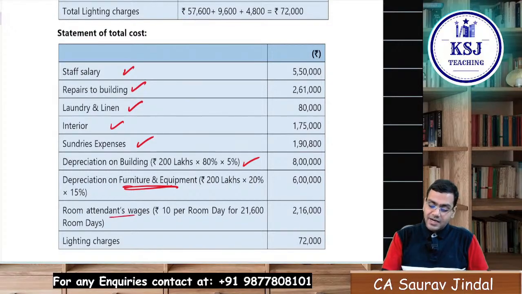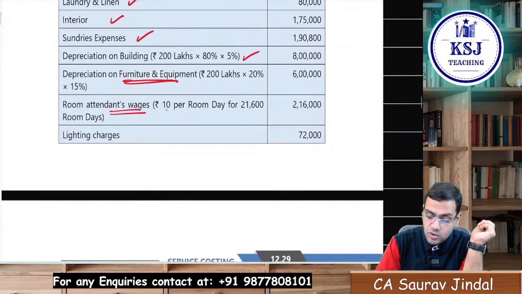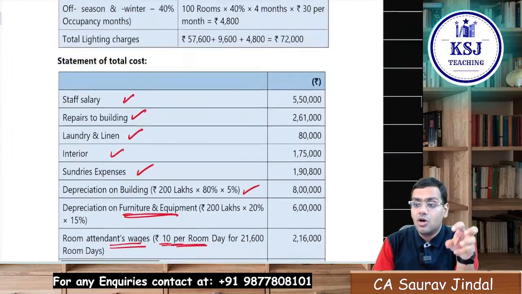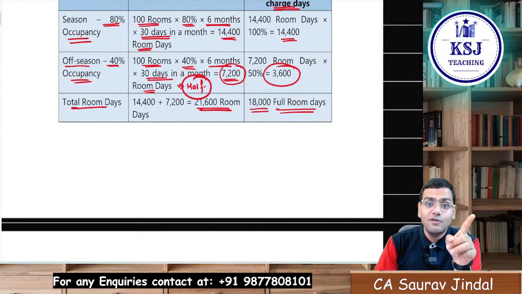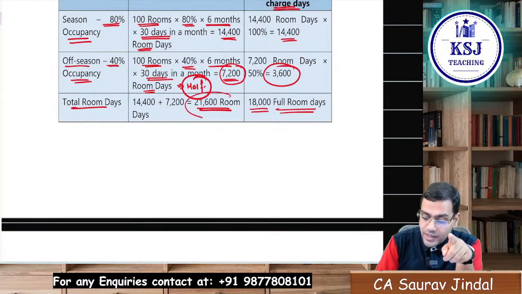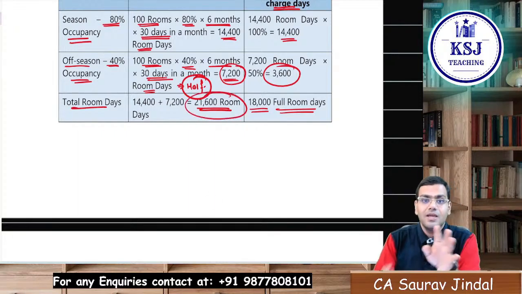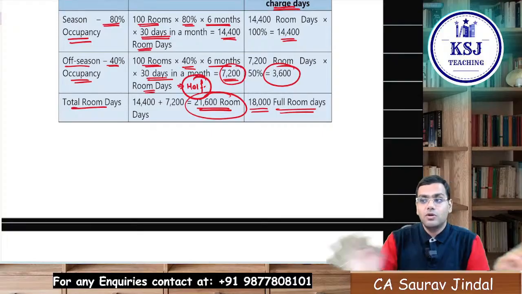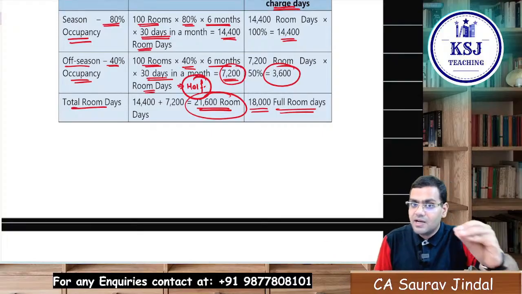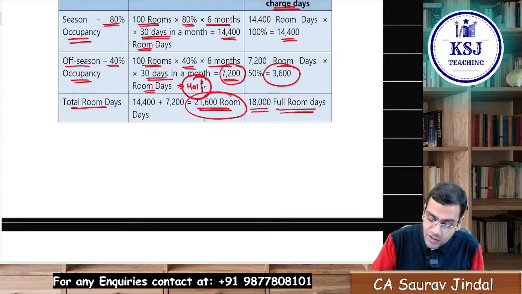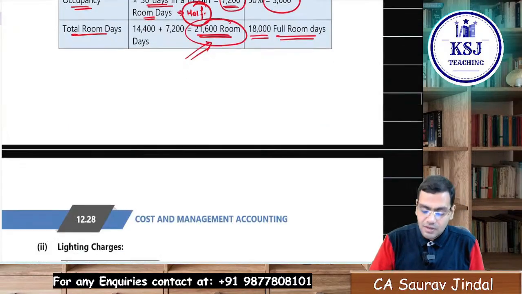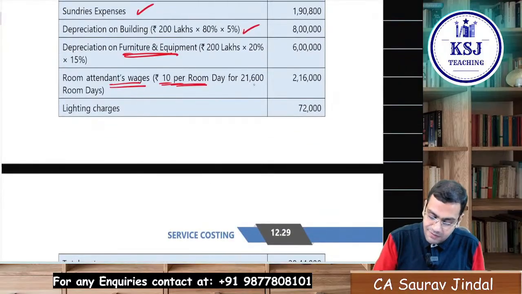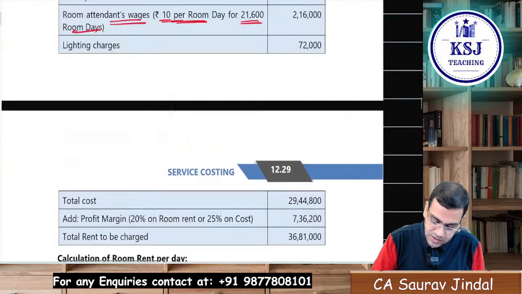Now room attendant wages. He is being paid ₹10 per room depending upon the occupancy. So occupancy under the normal circumstances, not the equivalent part. Then it will be a loss for the room attendant, sir. The room attendant will be paid for 21,600 room days. It is not concerned whether he is getting for full room or half room charge. Room attendant will get a fixed rate 10 rupees. He should be paid for 21,600 room days, not 18,000. It will be a loss for him then, right? So 21,600.